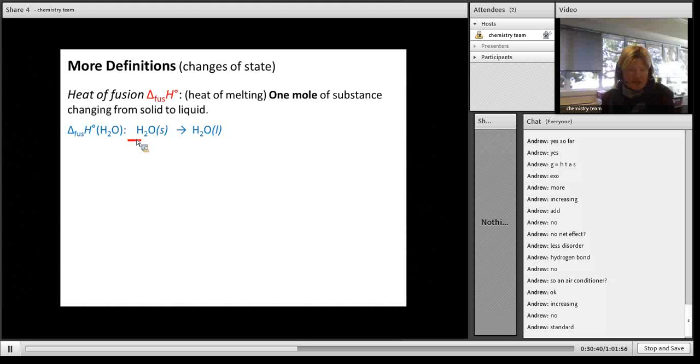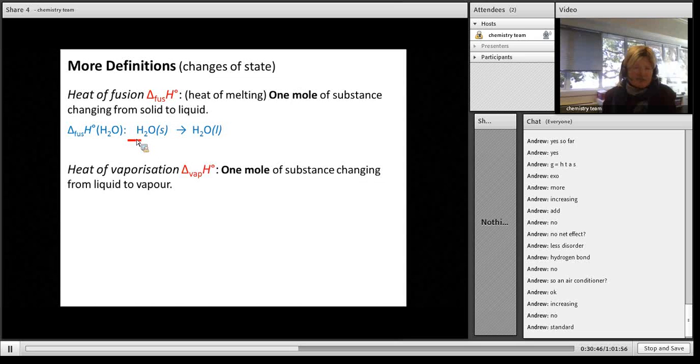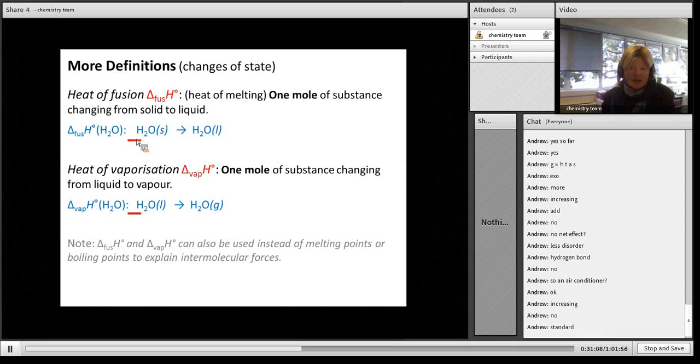In this case, though, it's easy to balance because it's always 1:1, because it's just changing state. And the same thing for vaporization. You'll have 1 water molecule liquid going to 1 gaseous. The other one that I didn't write down was sublimation, when it's going from solid to gaseous. Then it's delta sub H0.